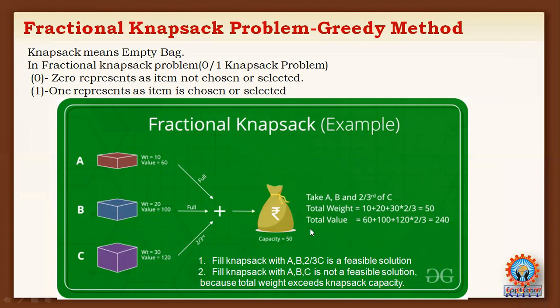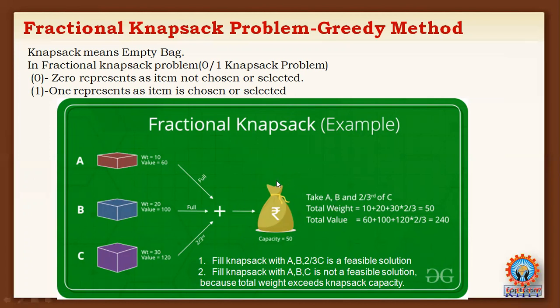0 represents the item is not selected, whereas 1 represents the item is chosen, that is, selected. And 0 by 1 represents the item selected as a fractional item. That means the item is broken down into some number of pieces.